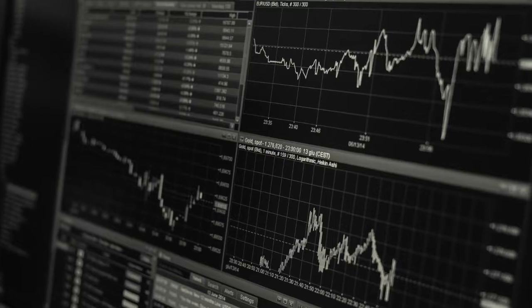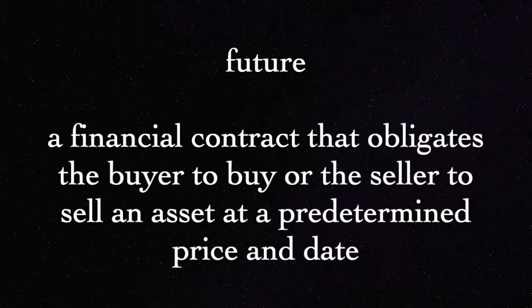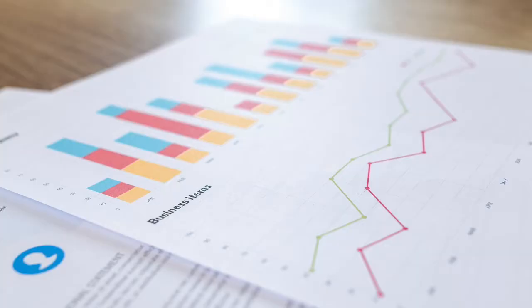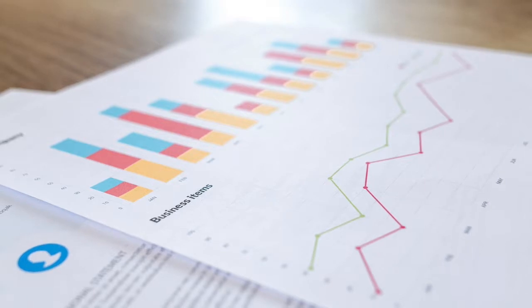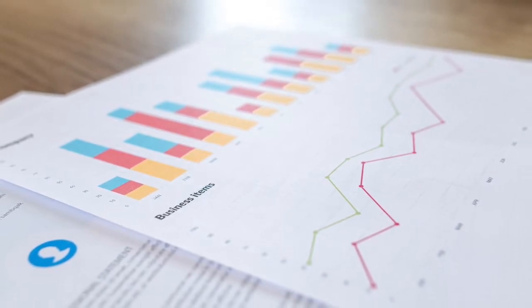Coffee is also traded as a commodity, specifically a future. A future is a financial contract that obligates the buyer to purchase or the seller to sell an asset at a predetermined date and a predetermined price. Basically, a future sets a fixed price at which the good is sold and bought.